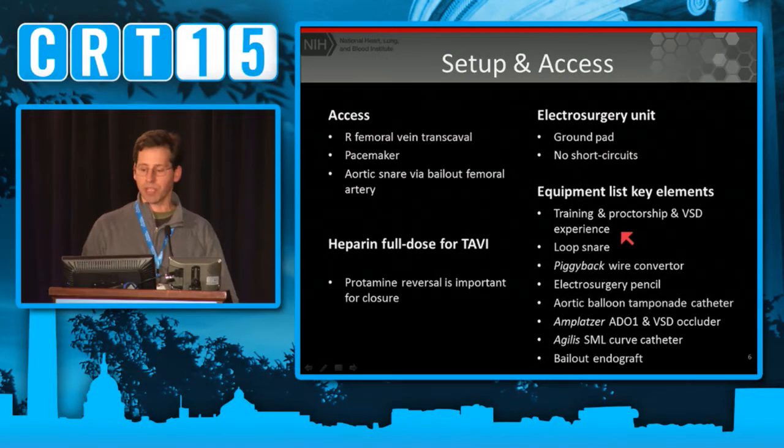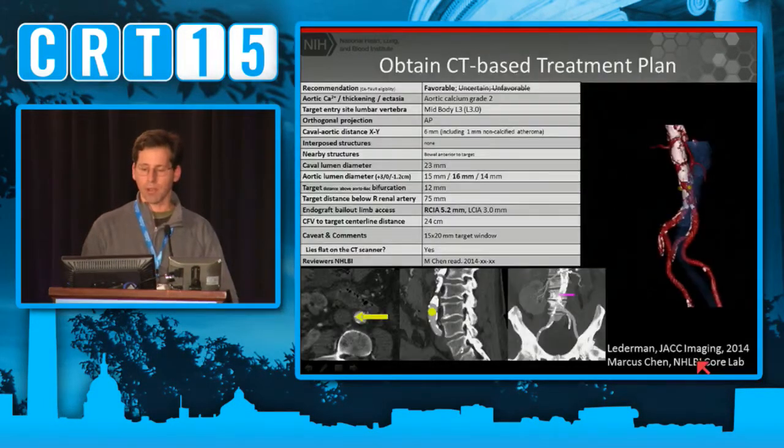Here are some of the key elements. You should have some training in proctorship and experience with VSD closure devices. You need a loop snare. An essential component is the Vascular Solutions piggyback wire converter. This converts an 014 wire to an 035 wire. An electrosurgery pencil. You should have an idea of how to tamponade the aorta in case you get into trouble. You should have a supply of occluder devices and a deflectable sheath. And it's nice to plan for a bailout endograft, although that's uncommon.